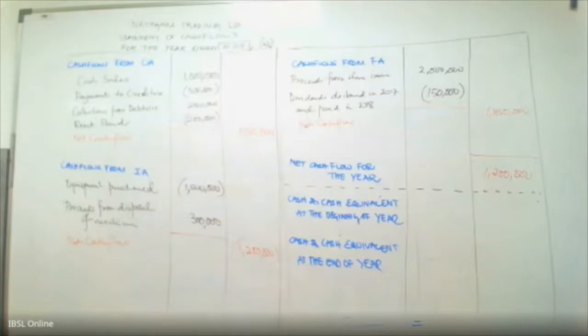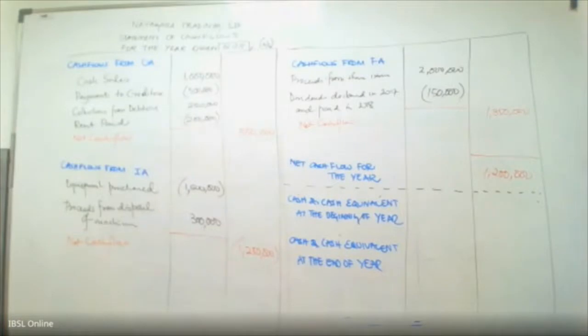So the last part of the question is where they want you to find out the profit on disposal of machinery. Profit on disposal of machinery. Can you do it? So you have the cost. You have the book value. And the accumulated depreciation is given to you.